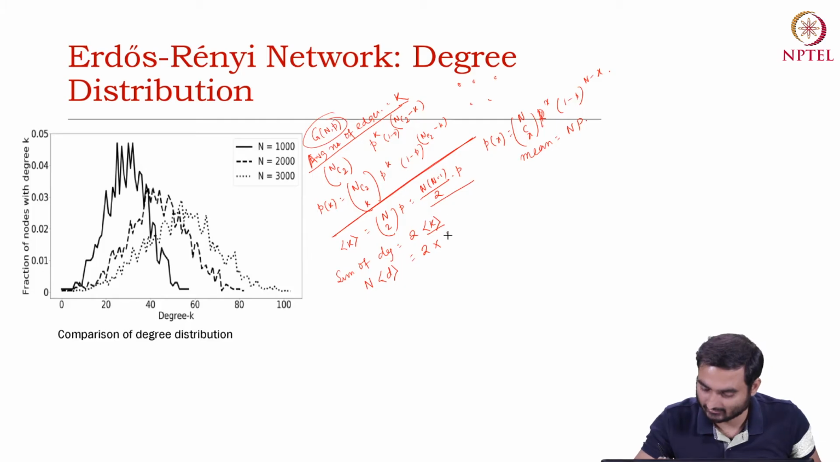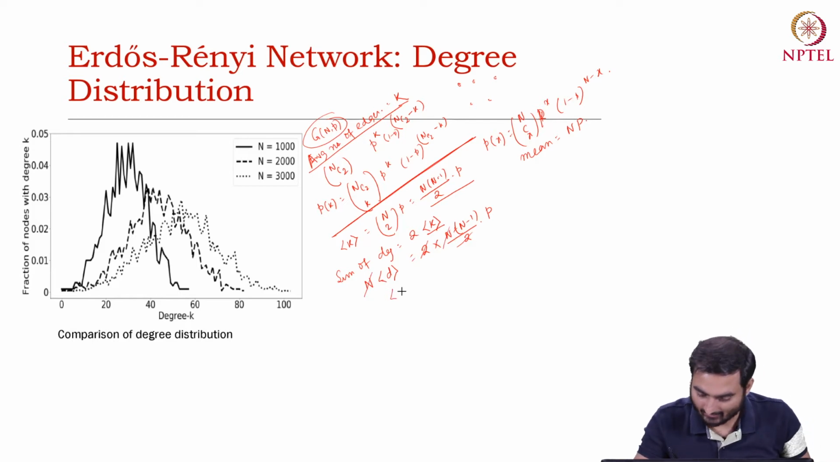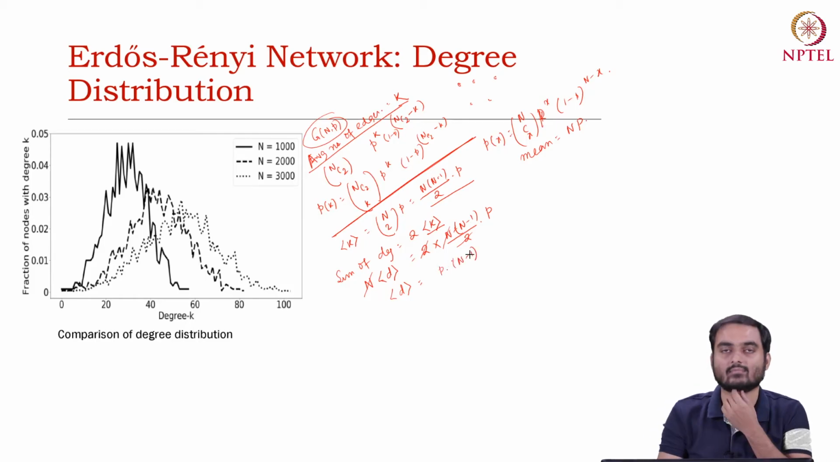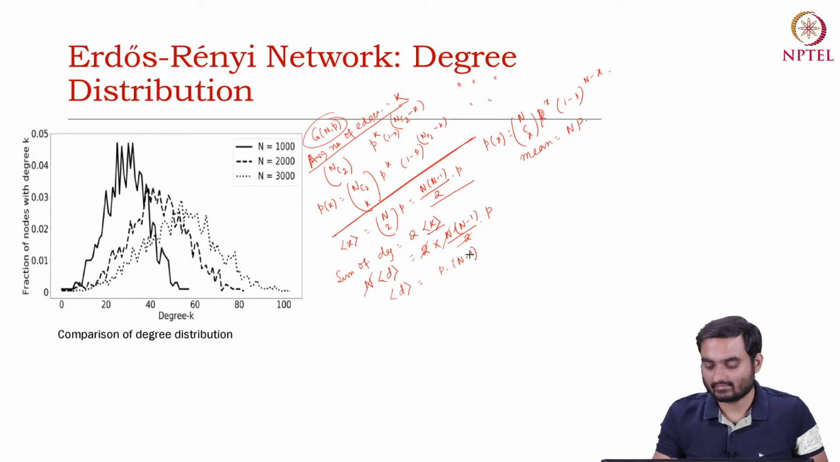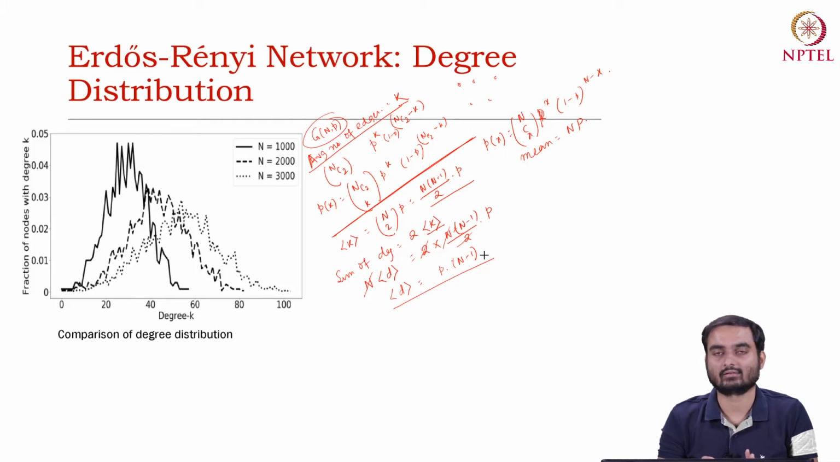I replace this by this, so this would be n into n minus 1 by 2 times p. Okay, this and this will cancel out, this and this will cancel out. So we will have the average degree is essentially p times (n minus 1). And this is also reasonable, right. In other ways you can also understand why it looks like this.